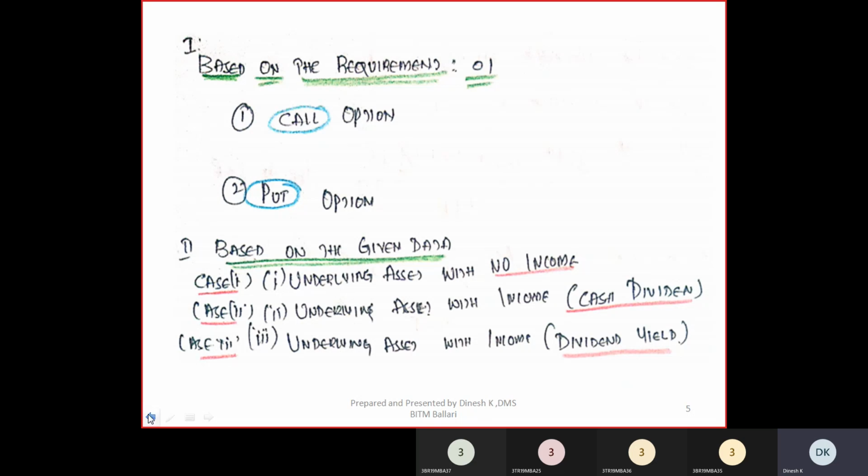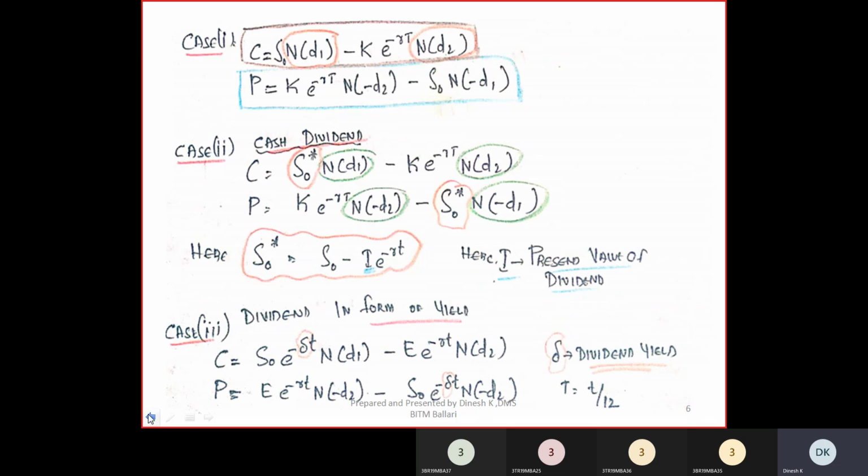Okay, now let's go to the third step. What is the third step? The third step is based on the given data. As I said, the first case is where there is no dividend. Case 1. Case 2 is where there is a cash dividend. And the third case is where there is a dividend in the form of yield.